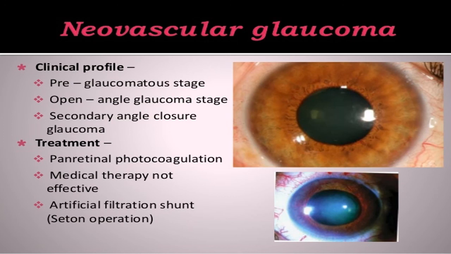So you have to treat the underlying disease, like diabetic retinopathy or retinal detachment. Otherwise, the medical line of treatment is not effective in neovascular glaucoma. You can go for trabeculectomy, or the final option is artificial shunts. These are the newer methods where artificial shunts are used.